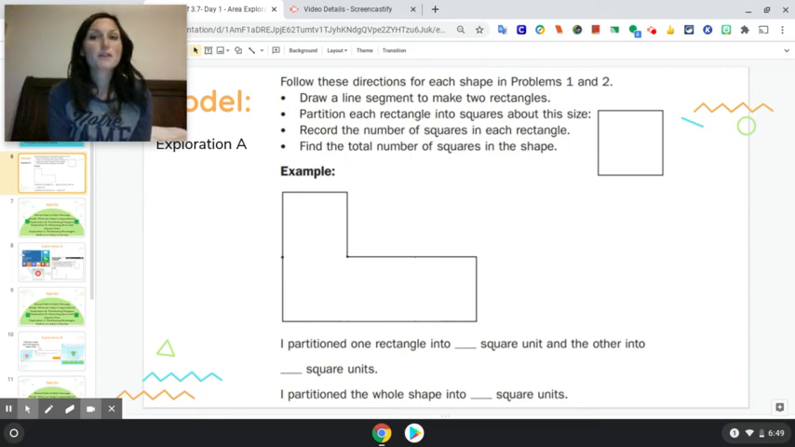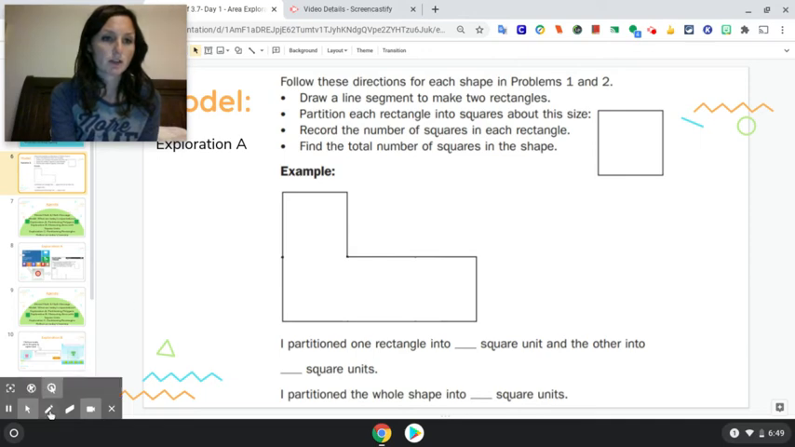All right, so for this model today, I'm going to be showing you how to look at exploration A. This is just kind of showing you the example of this, and then you guys can work it out in different ways for you when you go to it. So this says to follow directions for problems 1 and 2. So again, this is an example.